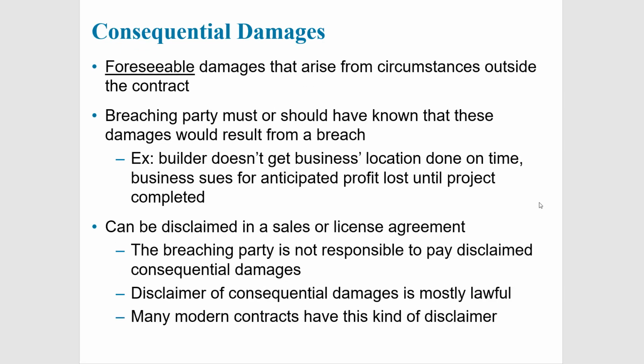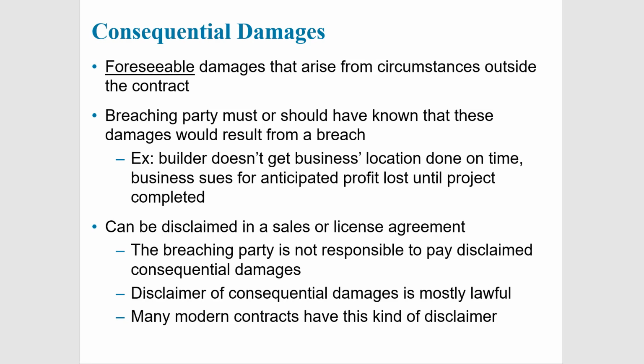Switching to consequential damages, these are foreseeable damages that arise from circumstances outside the contract. Keyword there is being foreseeable. The breaching party must or should have known that these damages would result from a breach. An example would be that a builder who is building a business's location doesn't get it done on time. The business could sue for anticipated profit lost until the project is completed.